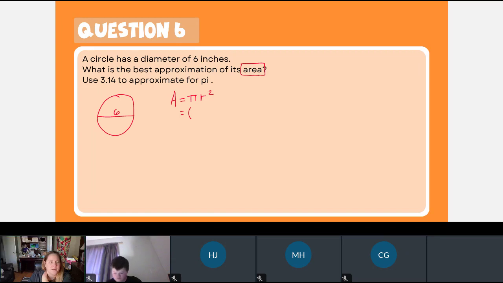So this would be pi, and then our radius is 3 squared. What is 3 squared? 3 times 3 is what? 9. So pi times 9 gives you what? What is 3.14 times 9? Good, Skylar. 28.26 is your final answer.